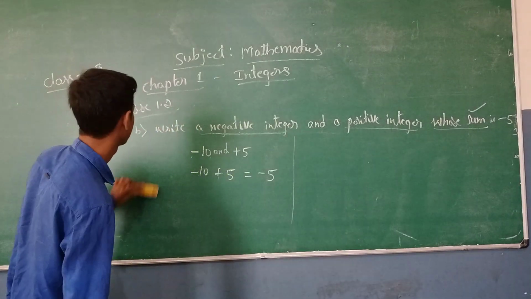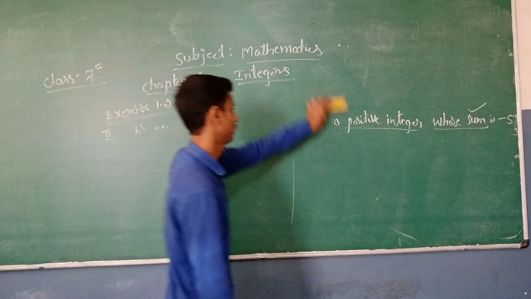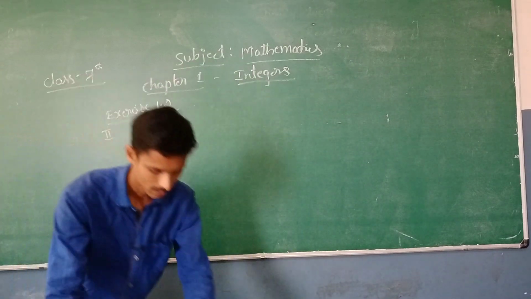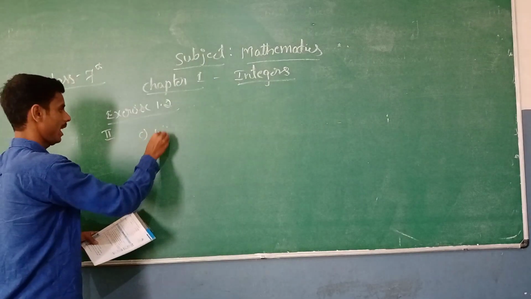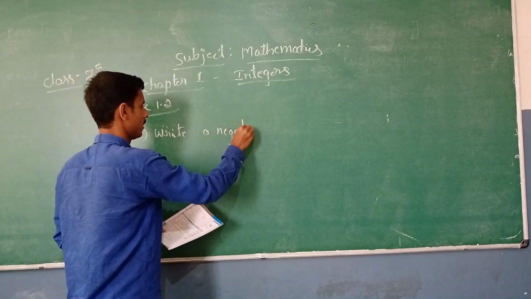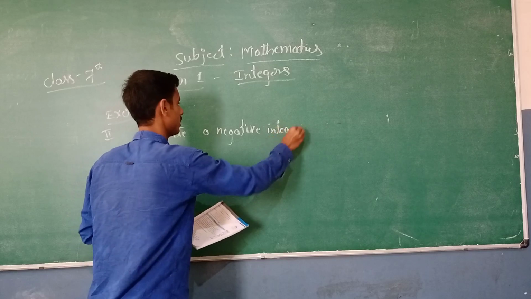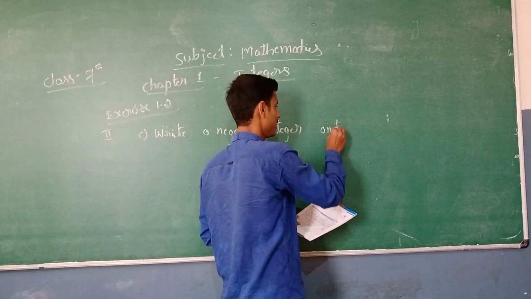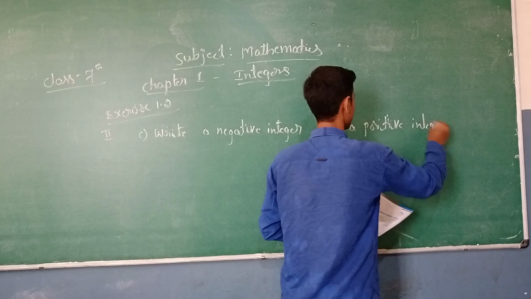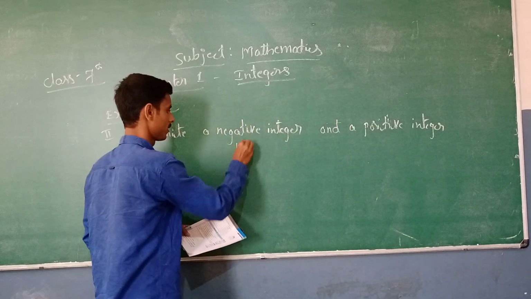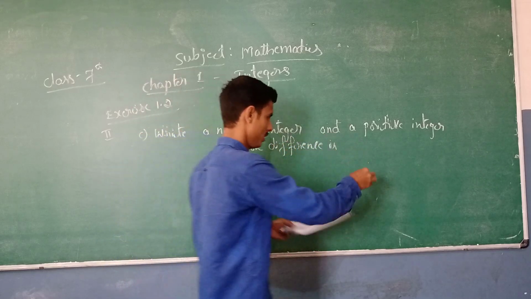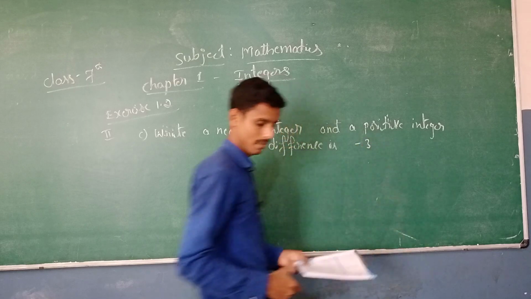Next one. Third, write a negative integer and a positive integer whose difference is -3, whose difference is -3.